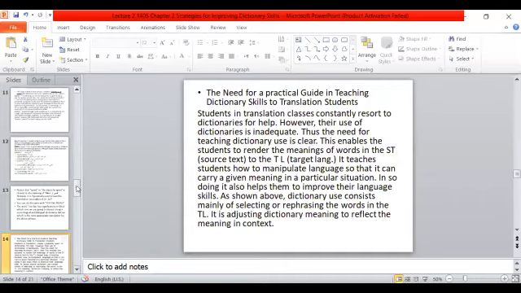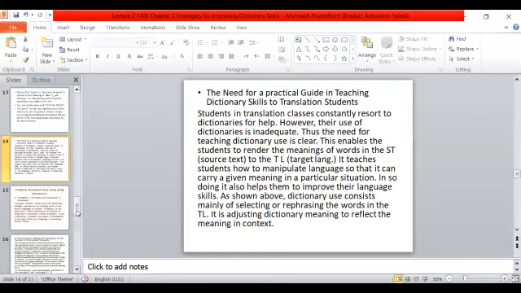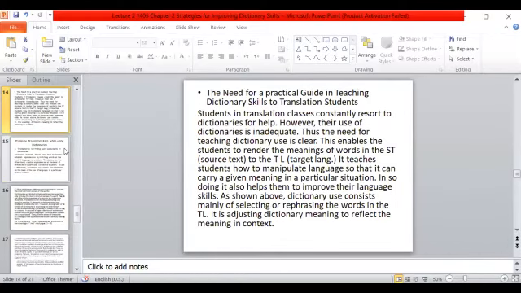The need for a practical guide in teaching dictionary skills to translation students. Students in translation classes constantly resort to dictionaries for help. However, their use of dictionaries is inadequate. Thus, there is a clear need for dictionary use. This enables the students to render the meaning of words in the source text to the target language.